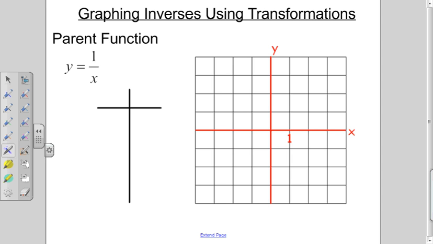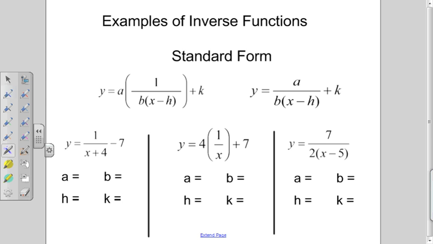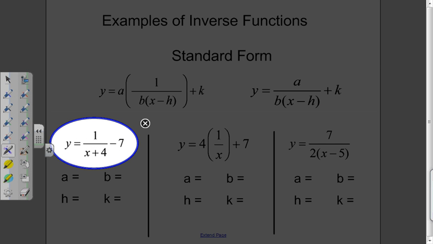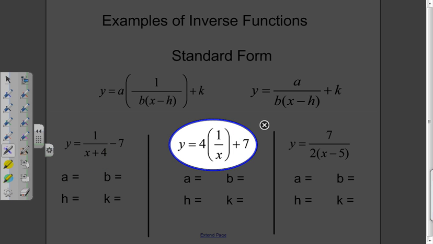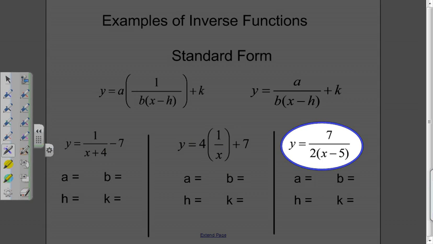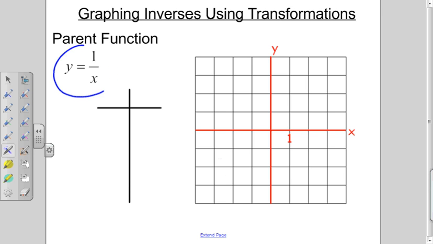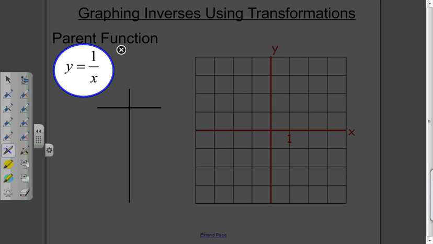All right, so first off, we need to build a parent function for this graph. And this graph is the most basic inverse function we can deal with. In a moment, I'll go to more complex inverse functions, where we have a division and there's a variable in the denominator of degree 1, similar here and similar here. But again, they're all based off of the 1 over x phenomenon, and they are then in fact just transformed around. So it is important that you realize we're starting with y equals 1 over x.